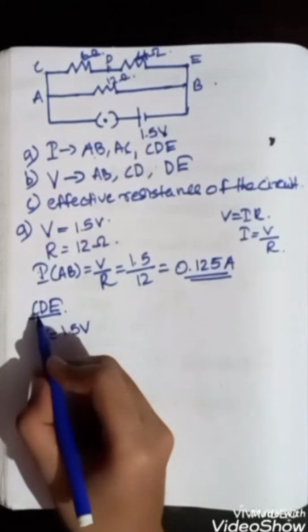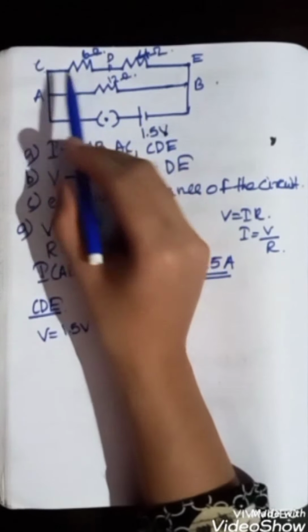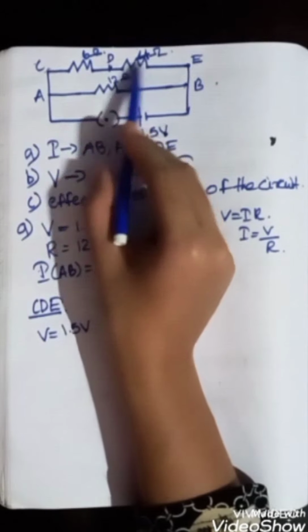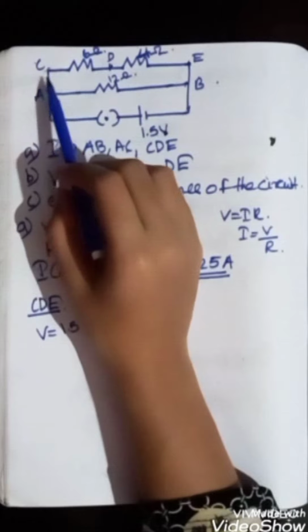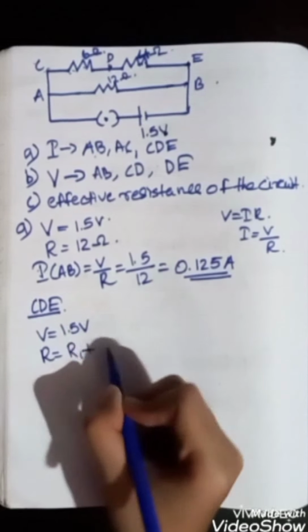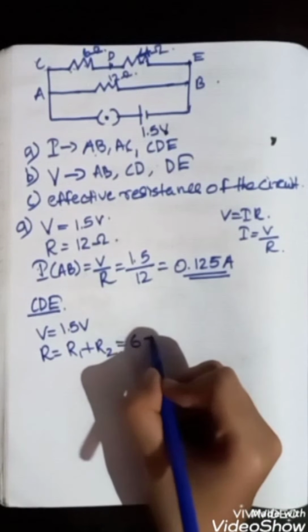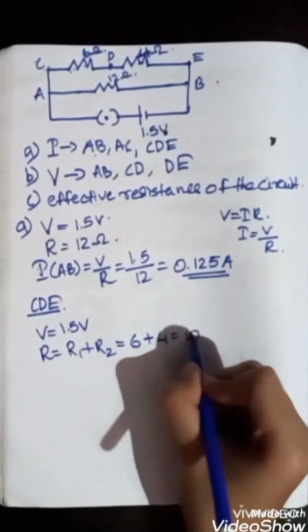In CDE there are two resistors. These two resistors are connected end to end, that is, in series. So R is equal to R1 plus R2. There are two resistors, 6 plus 4, which is equal to 10 ohm.